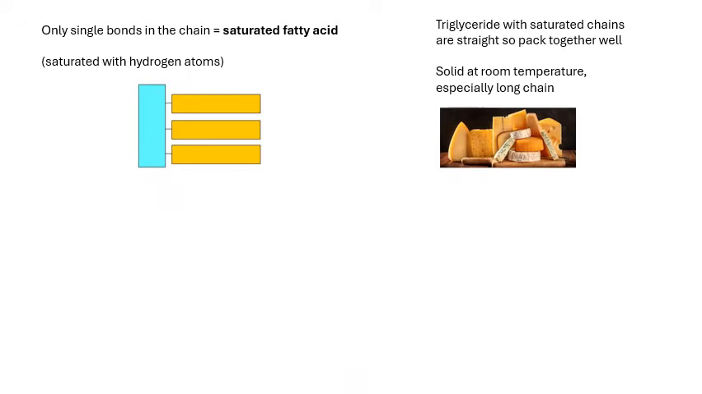Okay, now if it's all single bonds and all of the carbons are joined up to the hydrogens all over the place, we say they are saturated with hydrogen atoms, then that is a saturated fatty acid. And all the chains are nice and straight, and they can pack together nice and closely together, and at room temperature this tends to be solid. So we're saying things like cheese and butter, yes, solid fats at room temperature, and they are saturated fatty acids.